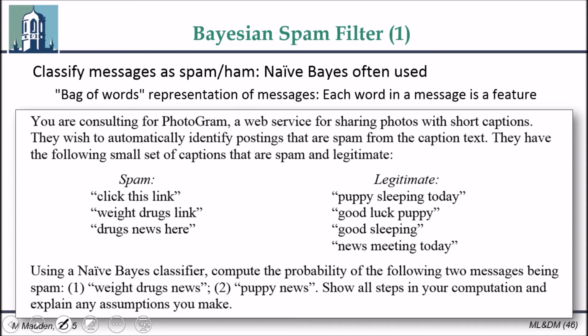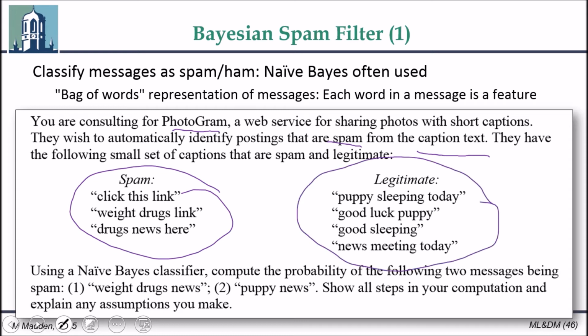And so if you want to read on screen, we can see an example from a past exam paper of CT475 where I asked students to automatically identify postings to some photo service, looking at the caption text to see are they spam or are they legitimate. So here I've got some very normal looking spam type messages talking about weight drugs and drug news and click this link. And here are my real photos, which are all things to do with puppies and nice things like that.